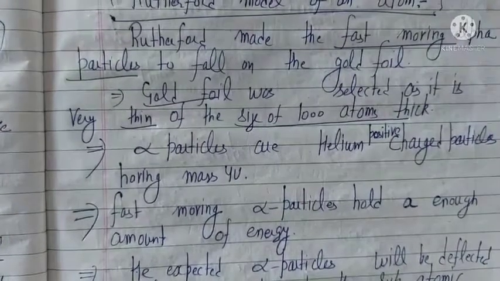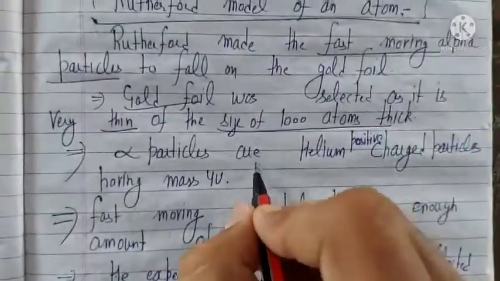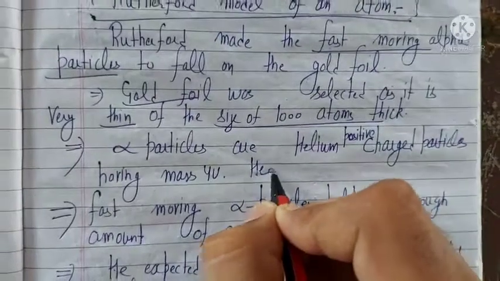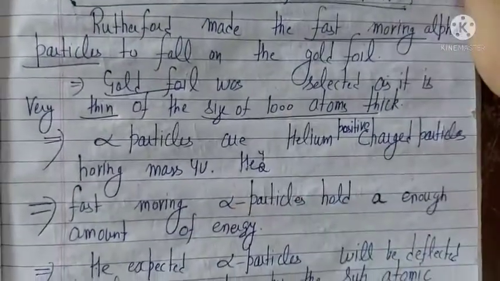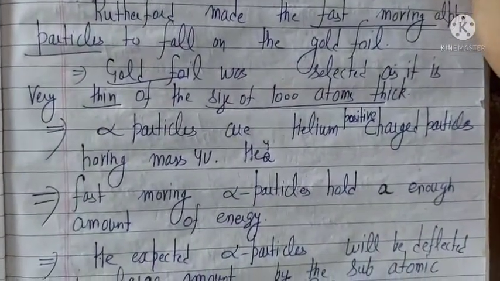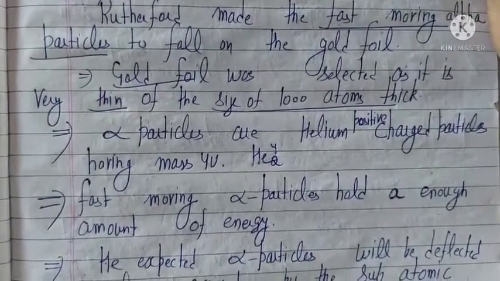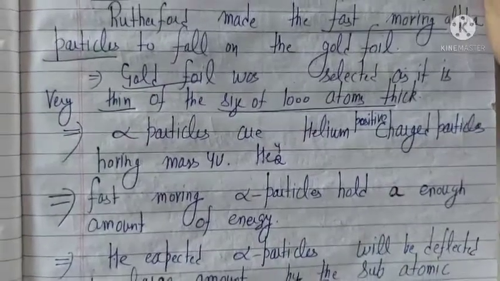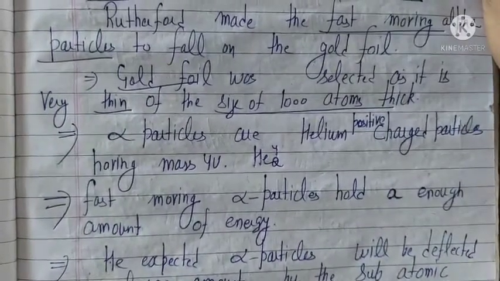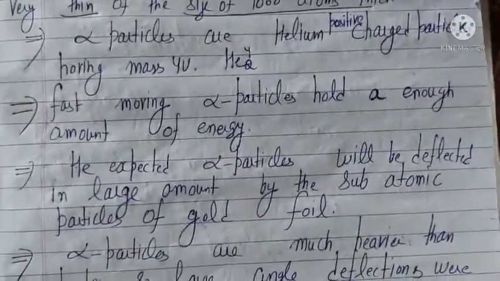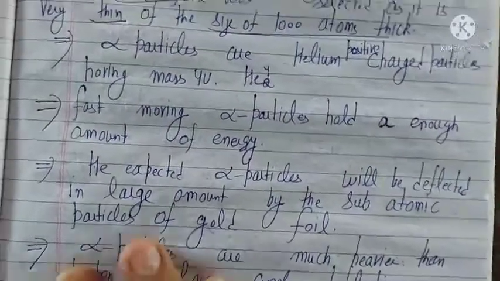So what are these alpha particles? These alpha particles are helium charged particles. Helium 2 positive, with a mass of 4u. It's a helium positively charged particle. An alpha particle is a helium positively charged particle. So these fast moving alpha particles have a sufficient amount of energy, enough energy.